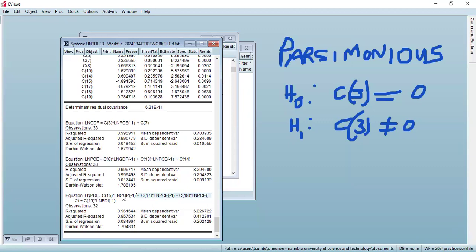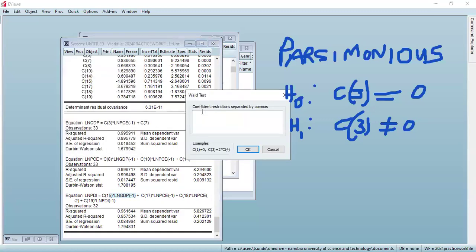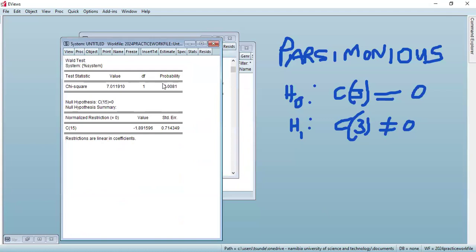So here we do two tests. First is C15 for GDP Granger causing PDI. Let's do that. You go to coefficients, diagnostics, Wald coefficients. Then you say C15 is equal to 0, right? As you can see, our results are telling us that GDP is Granger causing PDI at 1% level of significance, right? Then we can repeat the test.